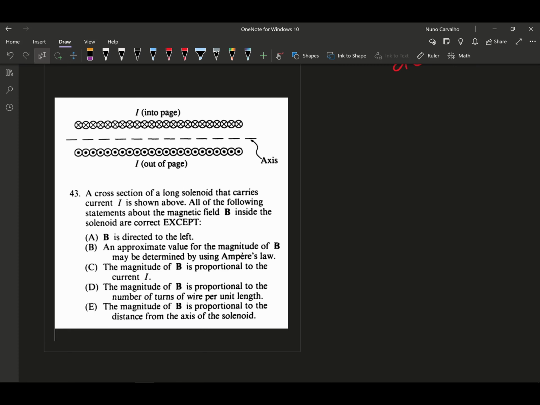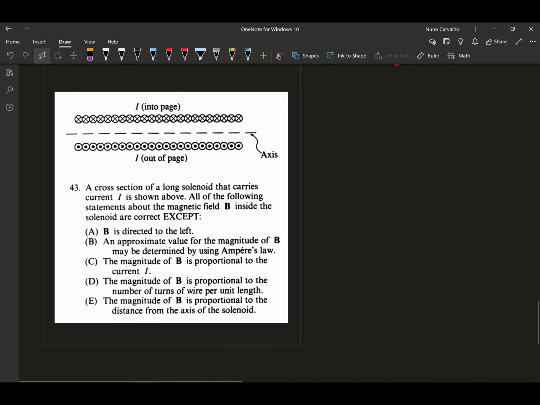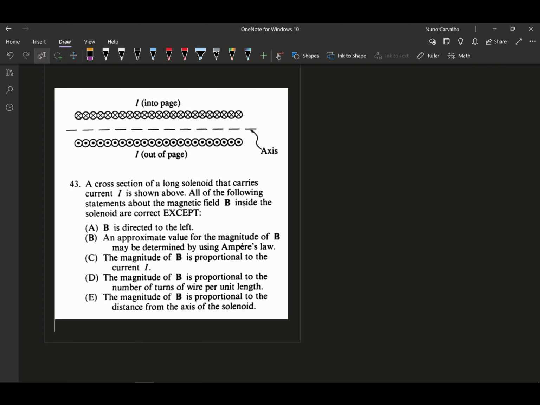For number 43, we are told a cross-section of a long solenoid that carries current I is shown above. All of the following statements about the magnetic field B inside the solenoid are correct, except. So let's go through each answer choice. A, B is directed to the left. Well, if we use our right-hand rule and wrap our right hand fingers around the direction in which the loop is going, we'll see that the magnetic field will be pointed to the left, which means that's a true statement, which means that's not the answer.